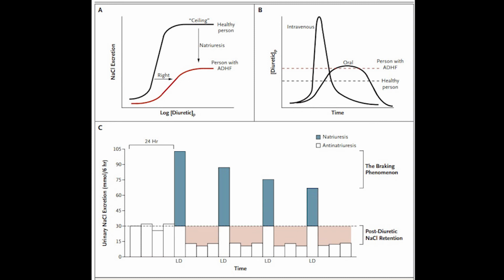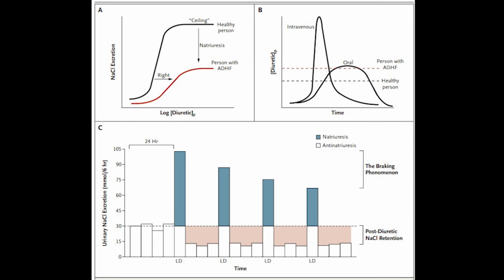But once they're above the threshold, which is the line here, they're able to have more natriuresis. But it's really the net. With the yellow, the white is the anti-natriuresis, and natriuresis is the blue. But really, the total natriuresis would be the difference between the two. That's the net, how much net negative the patient will be. But there's also this concept of post-diuretic sodium retention.